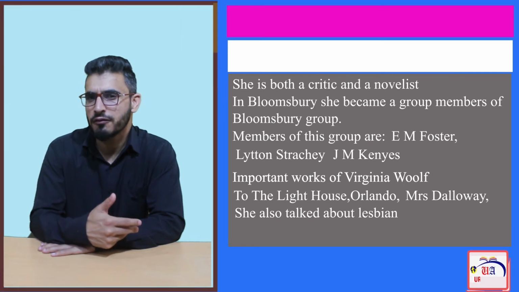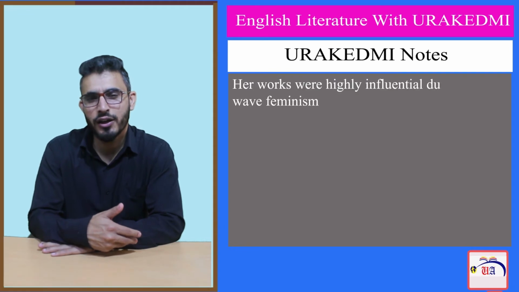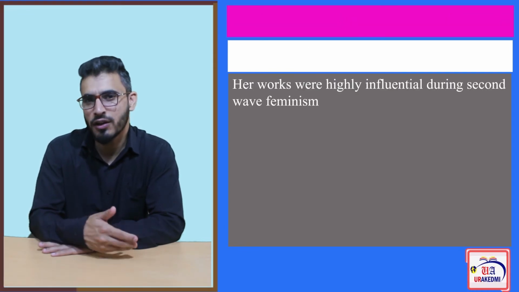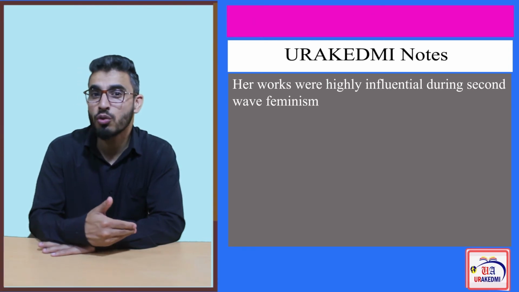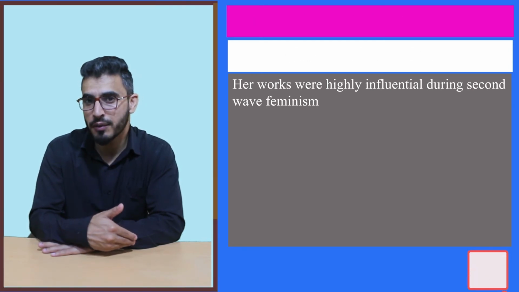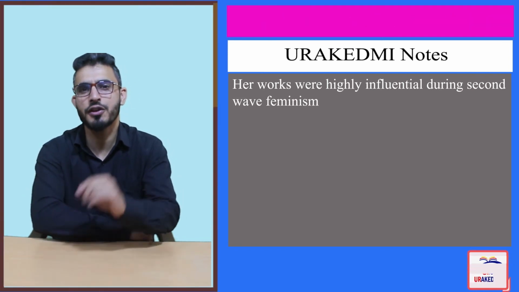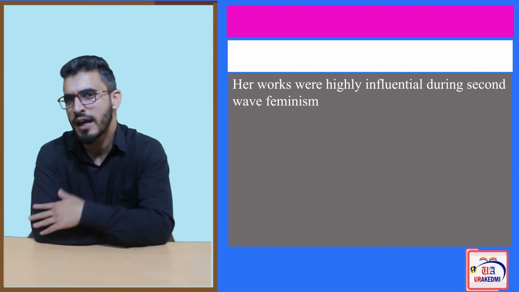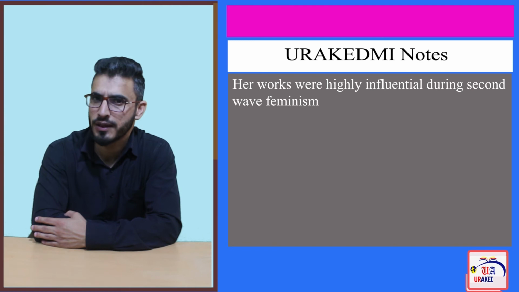The works of Virginia Woolf were highly influential, read and spread during second wave feminism. The second wave feminism came in the 1960s. It was one of the most radical movements of feminism, and during this phase the works of Virginia Woolf became very famous, particularly works like A Room of One's Own and Three Guineas.